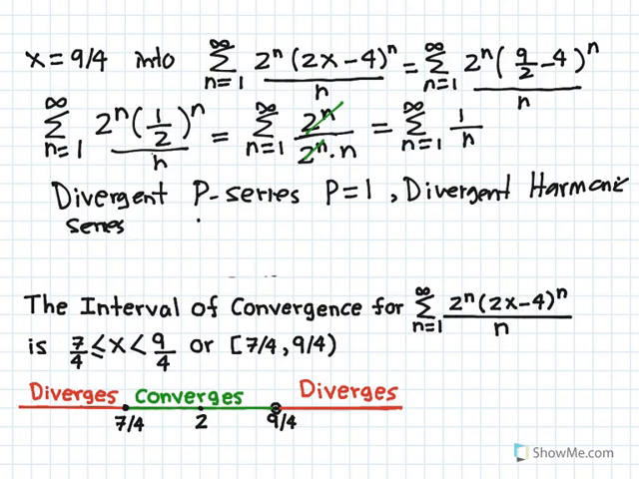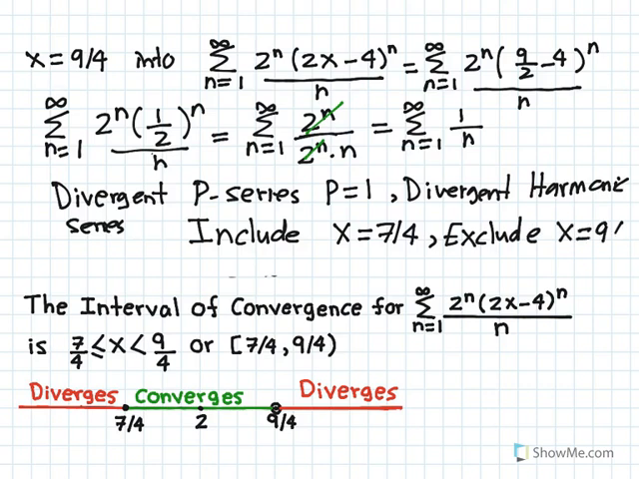So that means we should include the left endpoint x equals 7 over 4 for the interval of convergence, and we should exclude the right endpoint, which is x equals 9/4. When we plugged the left endpoint, x equals 7 over 4, into the power series, we got a convergent alternating series. For that reason, we include the left endpoint. When we plugged the right endpoint, x equals 9/4, into the power series, we got the divergent harmonic series, or the divergent p-series with p equals 1. That means we include the left endpoint, but exclude the right endpoint.